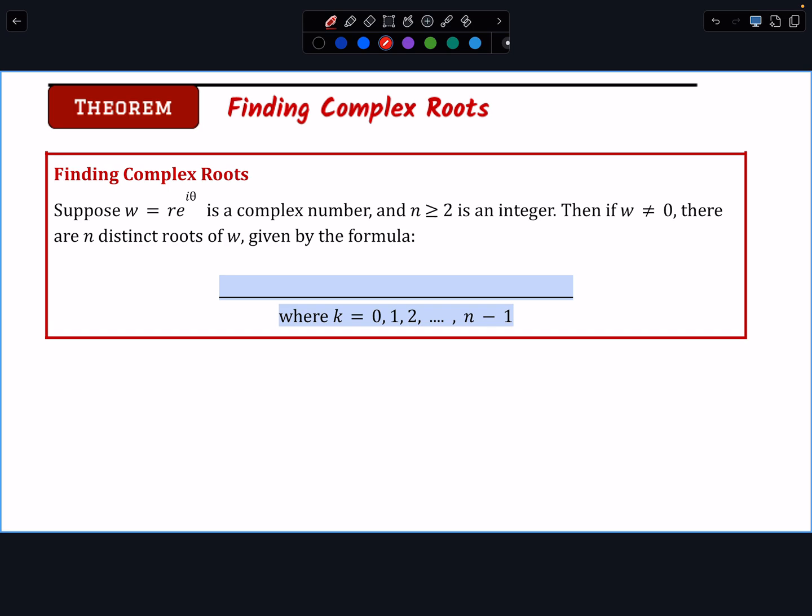So this has a really weird geometric kind of meaning on our unit circle, on our trigonometric plane, our complex plane. You don't have to fully understand what that means right now. But if you can kind of follow what I'm saying, then this should make sense. Given that W is a complex number, R times E to the I theta, and N is greater than or equal to 2, if W is not equal to 0, there are n distinct roots of W, which is given by this formula.